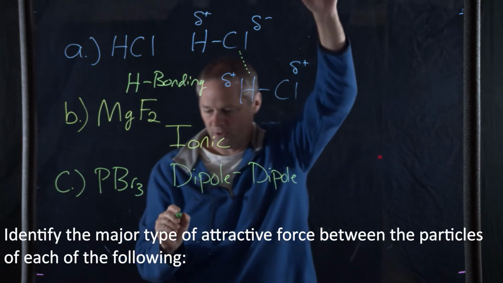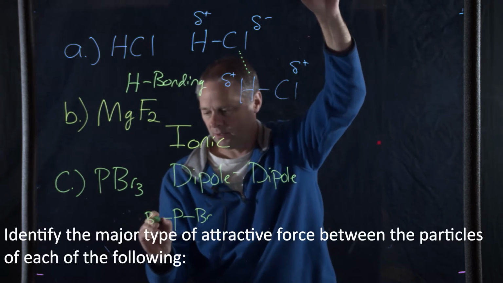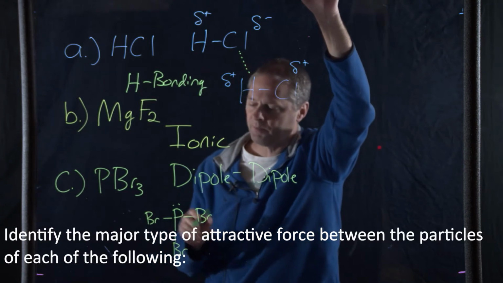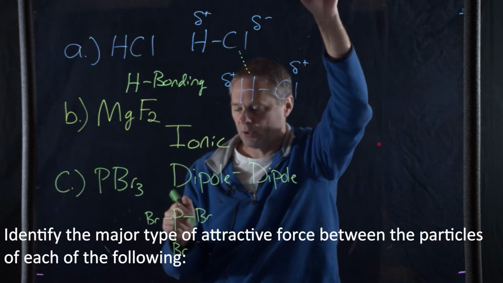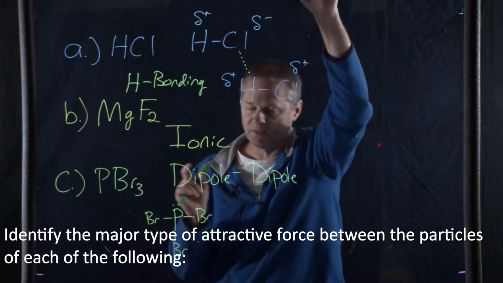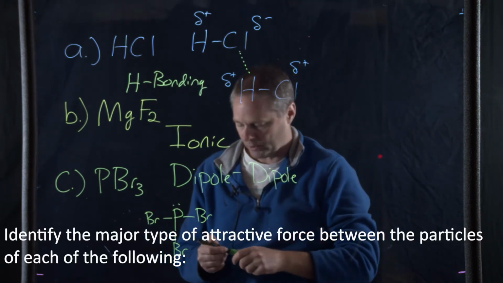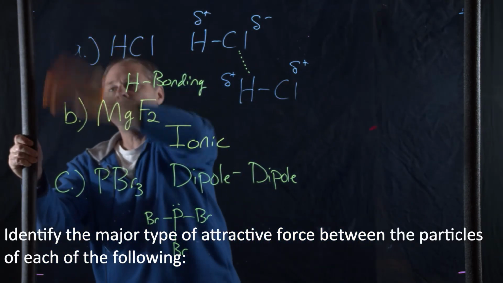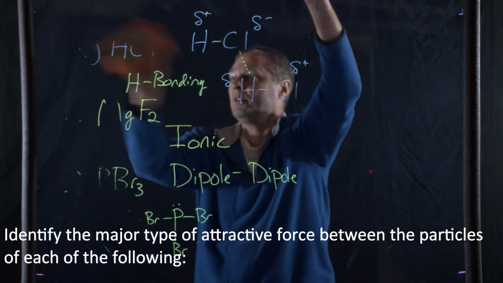If you draw this molecule out, you have one phosphorus, you have three bromines, and you end up having a pair of electrons here. And so there's going to be a positive portion and a negative portion to this molecule. One part of the molecule is going to be positive, another part is going to be negative. They will attract themselves because they're going to be polar molecules. And so this will be a dipole-dipole attraction. All right. Just one more problem in this chapter, and then we'll be done with this chapter.